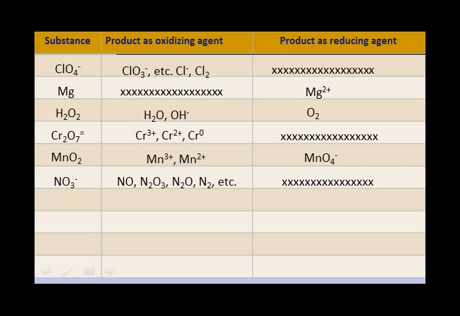Okay? How about this element, chromium? Can chromium act as an oxidizing agent? Can it gain electrons? Not that you know of. Can it lose electrons? Oh, yeah. Can you think of something? Do I have it in the list? There are other things too. Besides these I have, there's dichromate, for example.